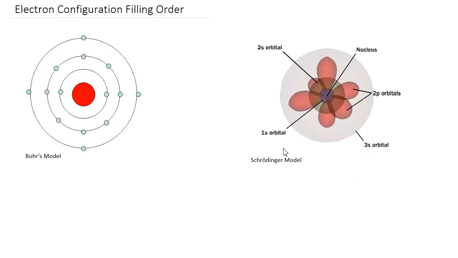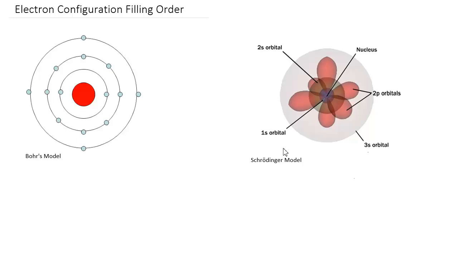Okay, welcome everybody. Today we're going to have a look at the electron configuration filling order. So in the past we've been studying how electrons organize themselves in electron shells around the nucleus. We did look at how to write the electron configuration using something called Bohr's model.